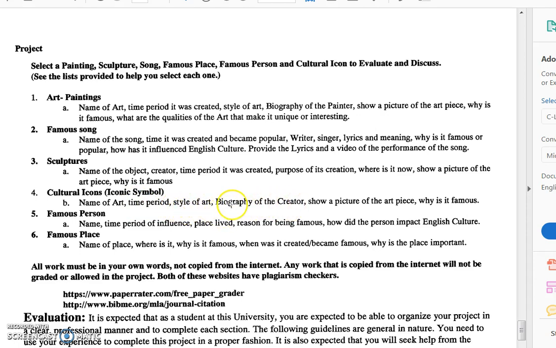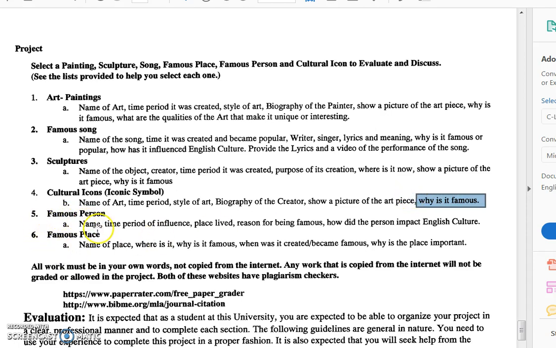You're going to talk about the biography of the person who created it. You're going to include a picture of the icon, and you're going to talk about why that icon is famous. Again, this part is the most important part: why is it famous?